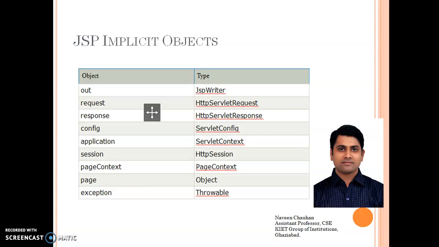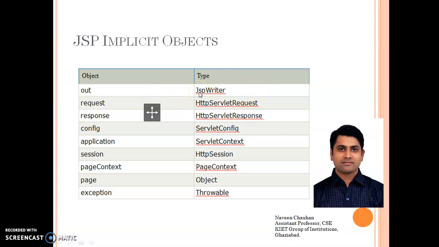But if instead of using a JSP, if we use servlets, that time we need to create the objects of all the default classes. Like suppose if I want to print something over the display or over the console, I need to create an object of the PrintWriter class. So here it is. For writing anything over the output stream, the name of the object is out, which is a type of JspWriter.